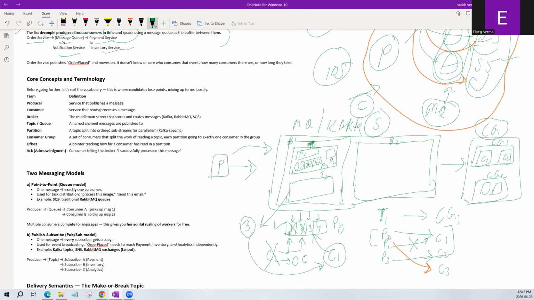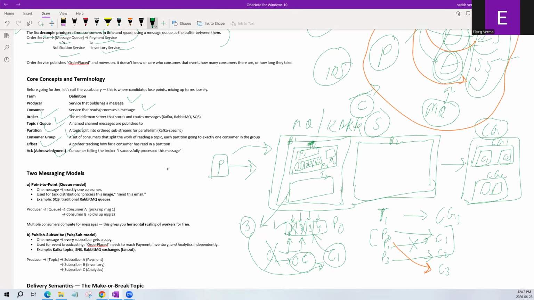Now acknowledgement. So this offset commit was acknowledgement. Offset commit was acknowledgement. Okay, so producer is the service that publishes a message, this is a publisher, sorry, producer; consumer which consumes the message; broker; topic; partition; consumer group; offset; acknowledge.